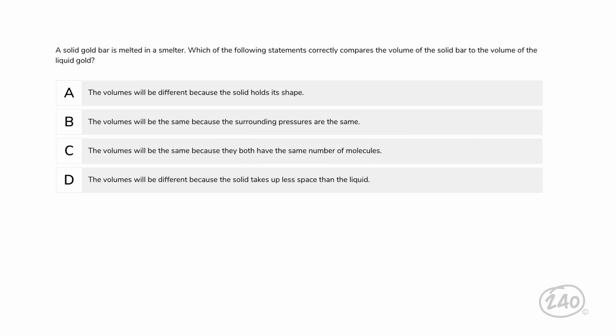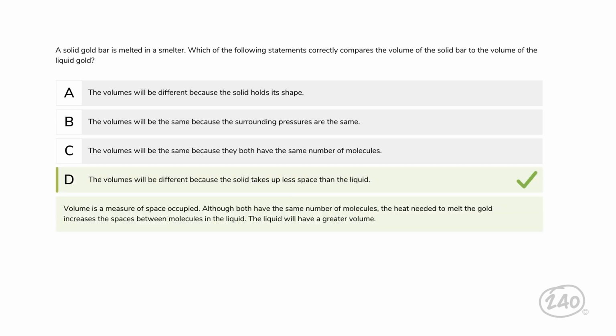What about a physical science question? Let's check one out. A solid gold bar is melted in a smelter. Which of the following statements correctly compares the volume of the solid bar to the volume of the liquid gold? Well, volume is a measure of space occupied. Although both have the same number of molecules, the heat needed to melt the gold increases the spaces between the molecules in the liquid. The liquid will have a greater volume, so this is the best answer.